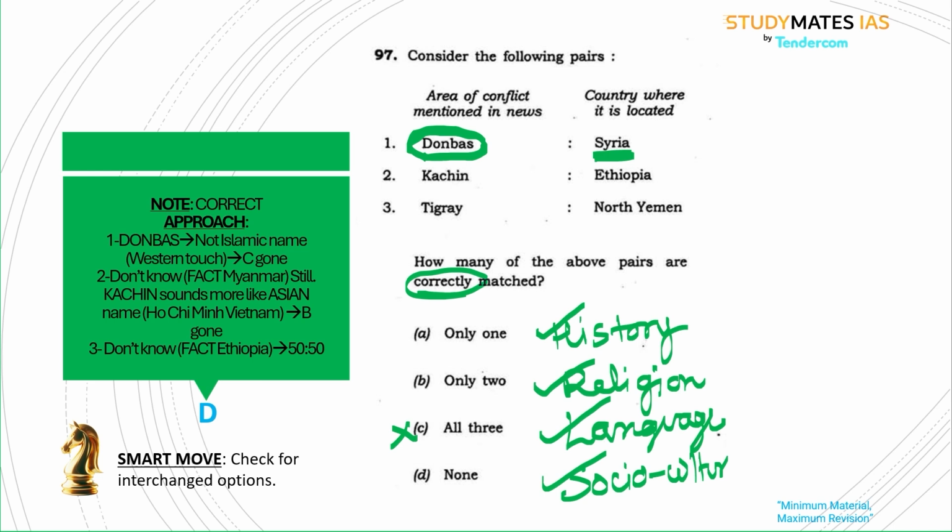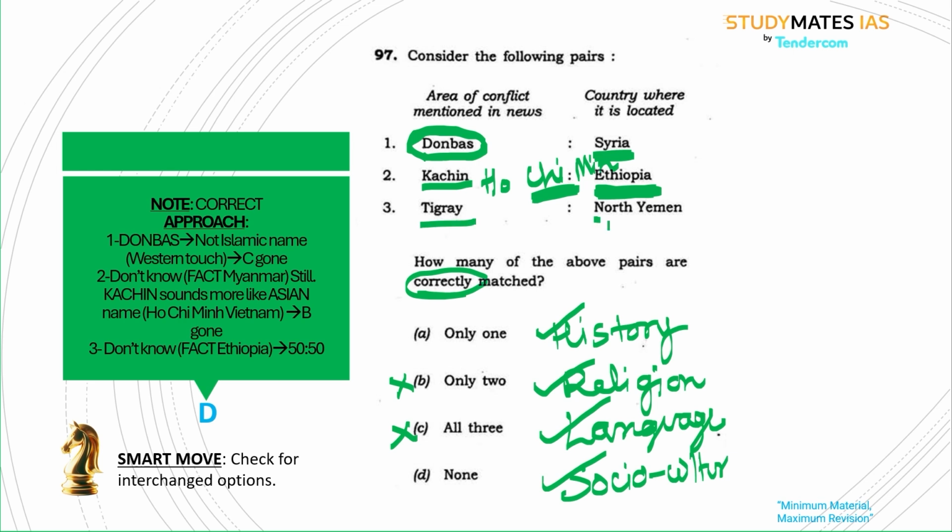Now about Kachin, it is given Ethiopia. We know Ethiopia is basically a country in Africa. But when we look into the sounding of Kachin, if you can connect to history, Ho Chi Minh, Vietnamese leader, and you'll understand that Chi Minh is synonymous more with the Asian languages. If you know the facts, it is well and good. If you don't know the facts, use these.